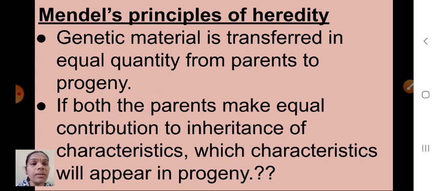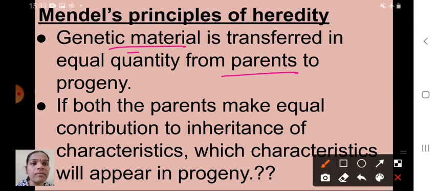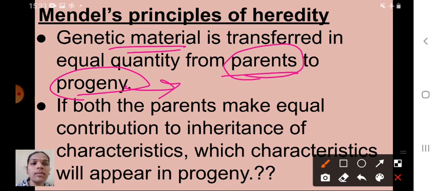Genetic material is transferred in equal quantity from parents to progeny. See here children, genetic material is transferred from one generation to the next generation, that means from parents to progeny. Progeny means the generation, children. So here one question is there: if both the parents make equal contribution to the inheritance of characteristics, which characteristics will appear in the next generation?